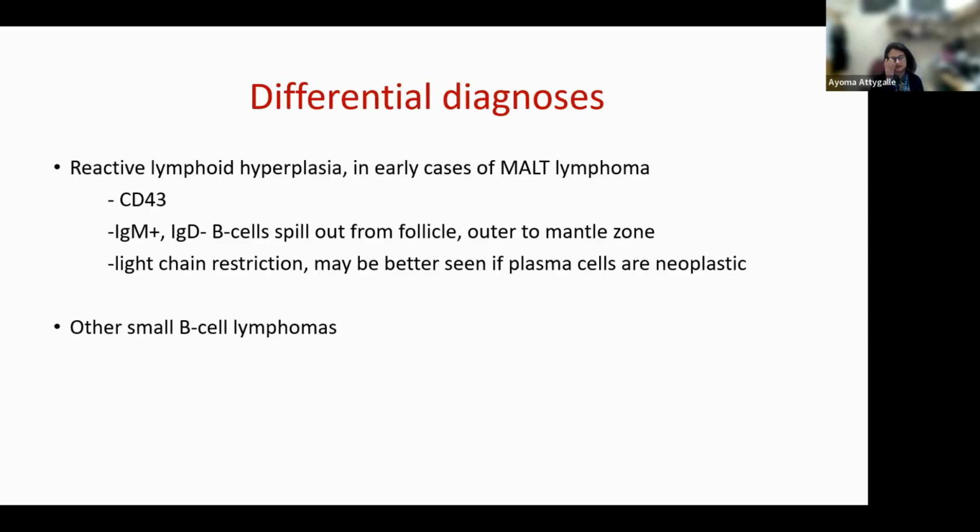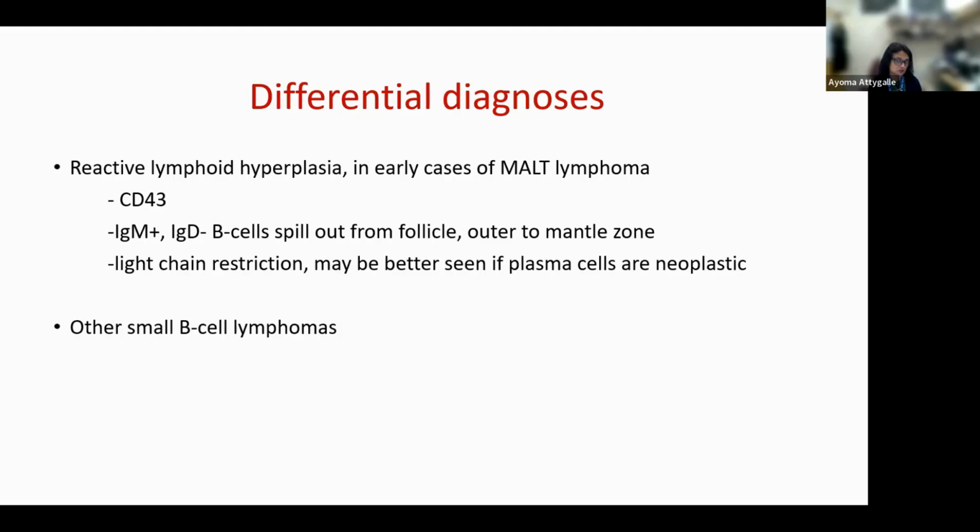As I said earlier, reactive lymphoid hyperplasia needs to be differentiated from early MALT lymphoma. They tend to be basal aggregates, but if there's some spillage outside, CD43 can be quite useful. Remember, mantle zone B cells are IgD positive. So if you see an infiltrate expressing IgM and negative for IgD spilling out from the follicle into the outside of the mantle zone, then that would be useful as well.